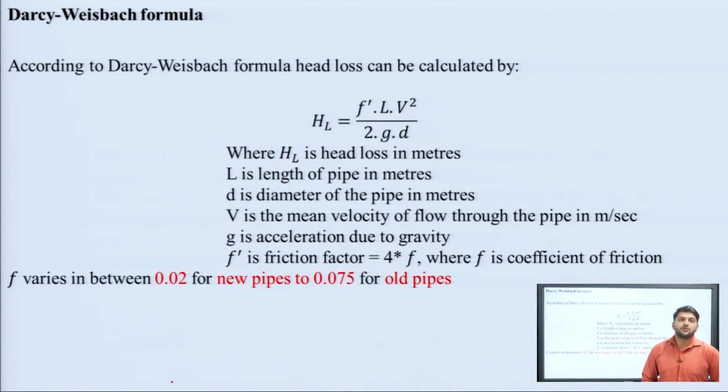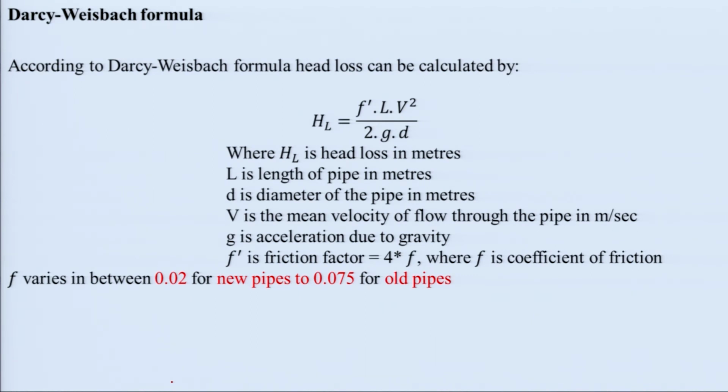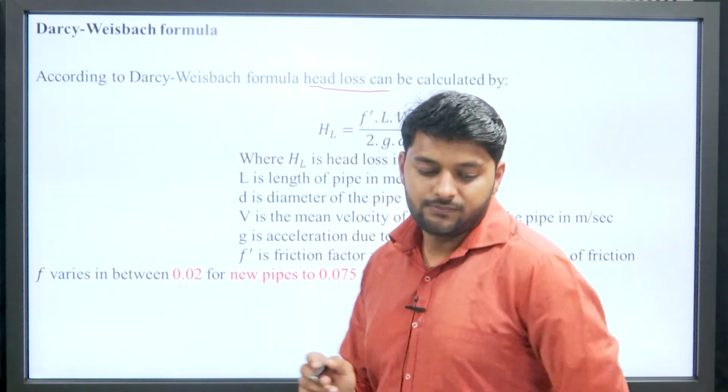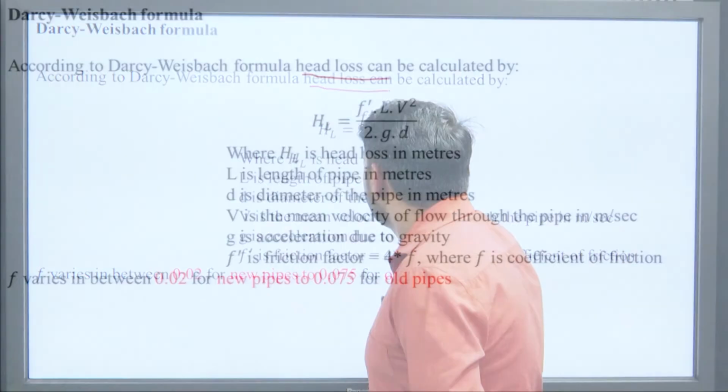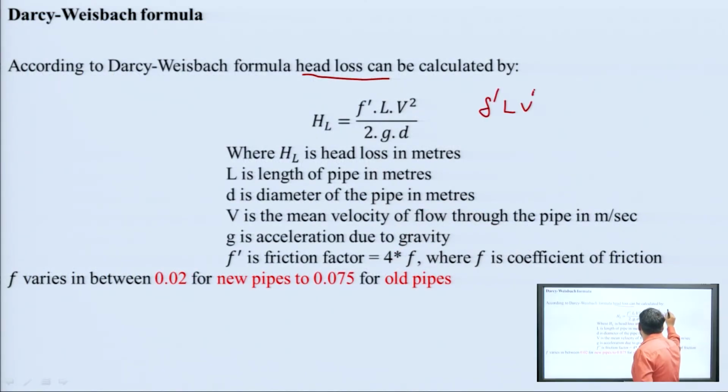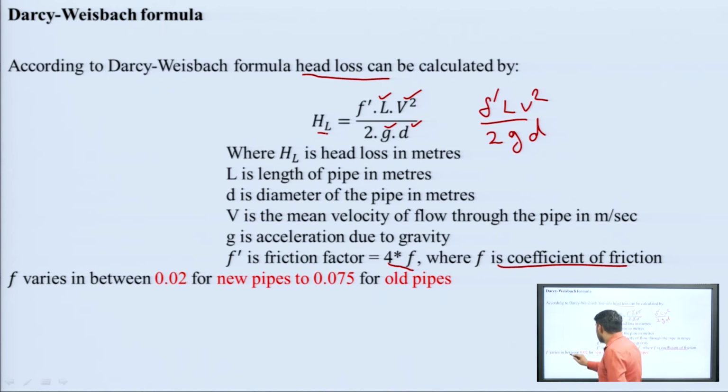Next formula is Darcy-Weisbach formula. This formula is actually used for calculating the head loss, which equals f' L V square upon 2 g D, where f' is the frictional factor, and this frictional factor equals 4 times the coefficient of friction. g is acceleration due to gravity, D is diameter of pipe, L is length of pipe, V is velocity, and HL is head loss.